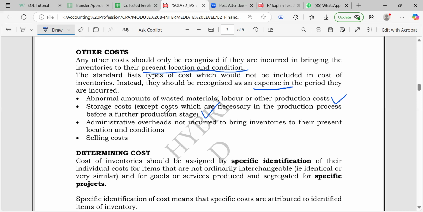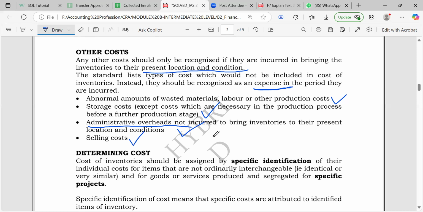And then you have administrative overhead. Whenever you see the word administrative overhead, and nothing has been specified that they are directly involved in bringing the asset to location and condition, simply speaking, when you are told about administrative overhead or general overhead, they do not form part of the cost. Even under PPE, we said that unless the question specifically tells you that they were incurred with the sole purpose or are directly attributable to bringing the asset to its working condition. But also maybe the selling cost.